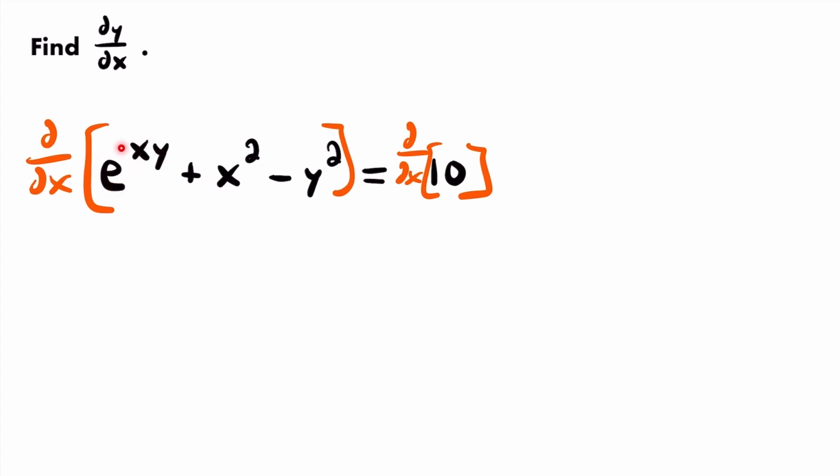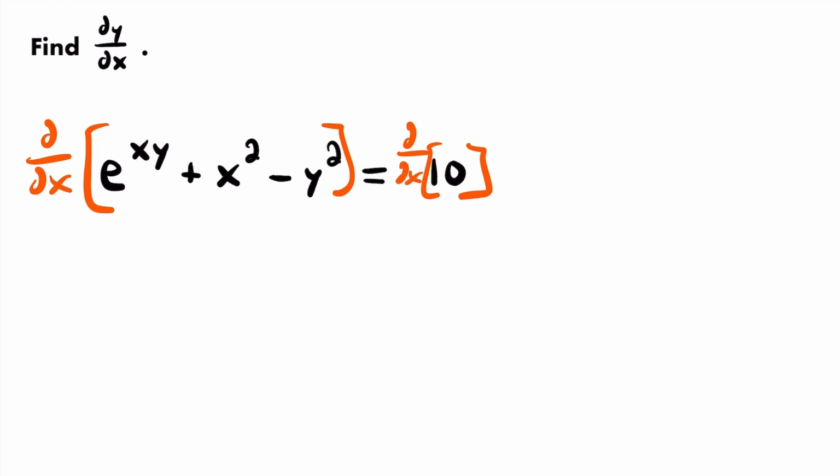Now, what we have here is an expression that, in order to take the derivative of, is going to require the chain rule, right? We have a composite function right here, a function within another function. We have this function or expression of x times y within this exponential function of e raised to a power. So what we have to do is use the chain rule. We'll take the derivative of the outside function and then multiply by the derivative of the inside function.